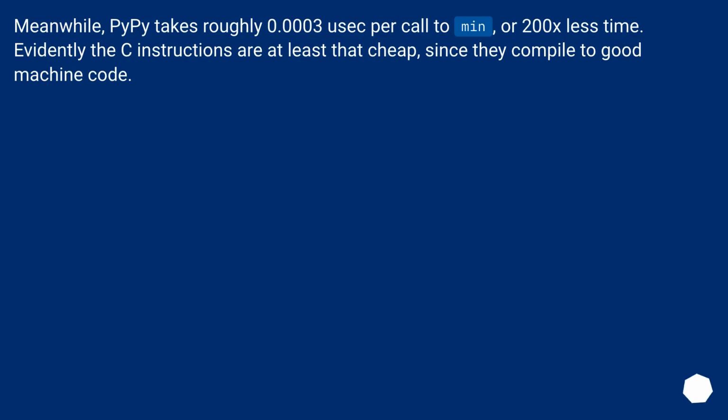Meanwhile, PyPy takes roughly 0.0003 usec per call to min, or 200x less time. Evidently the C instructions are at least that cheap, since they compiled to good machine code.